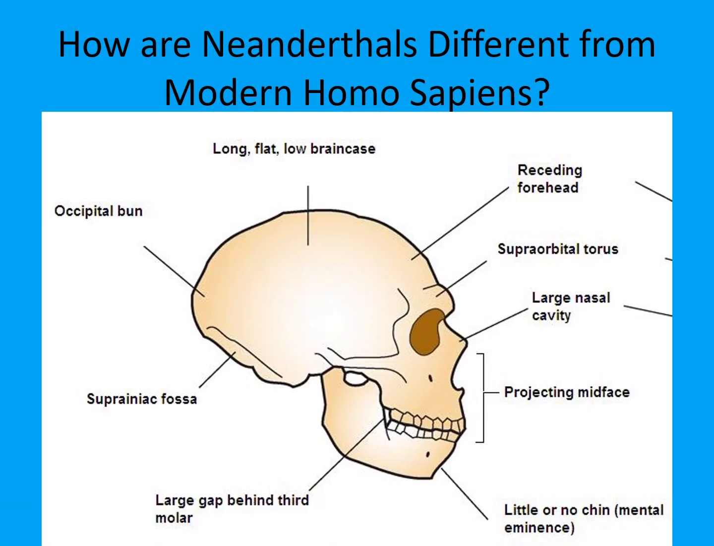So we've already talked about this a little bit towards the beginning of the lecture, but the primary differences I want you to know between Neanderthal skulls and modern Homo sapiens are the protrusion of the occipital bun back here, the lower forehead with sloping braincase, the very large brow ridge, the gap behind the third molar, and that's pretty much it. And the larger nasal cavity, but you're going to see a lot of variation in the nasal cavity here, so some humans are going to have larger than normal nasal cavities.